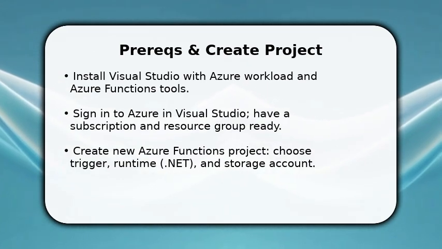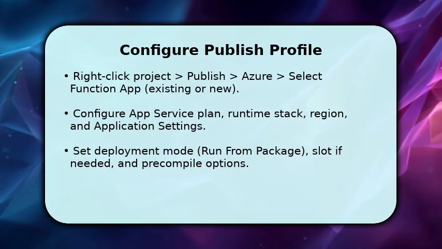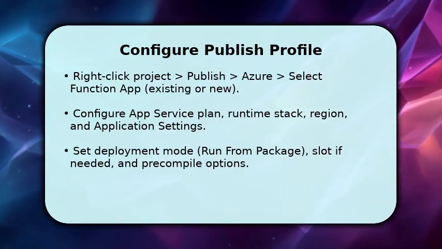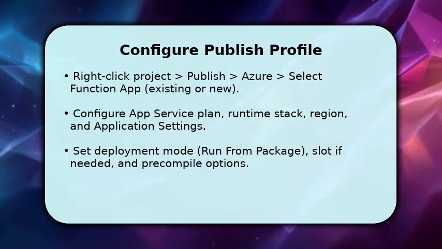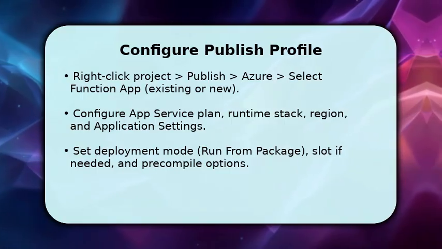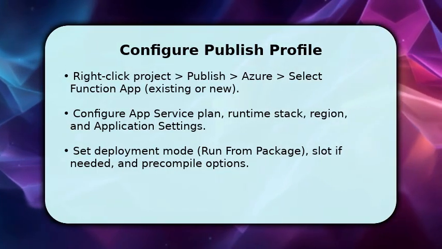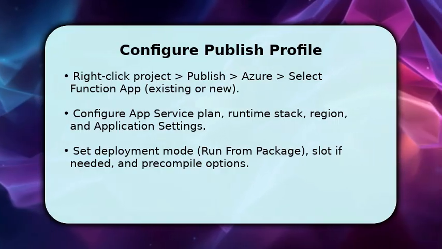Now configure your Publish profile inside Visual Studio. Right-click the project, choose Publish, then Azure, and select or create the function app target. Pick an app service plan and appropriate region. Once selected, review runtime stack and enable run from package for consistent deployments.